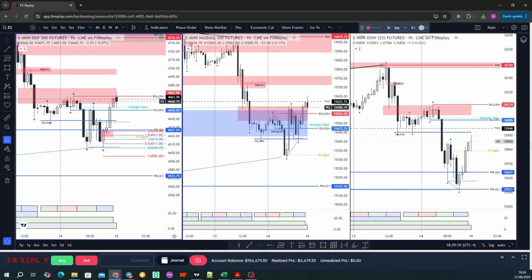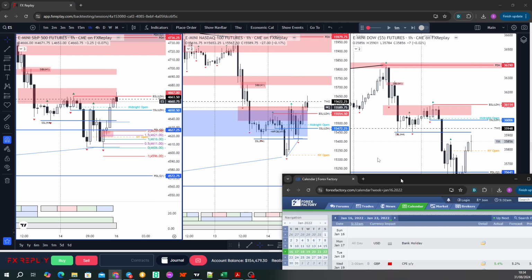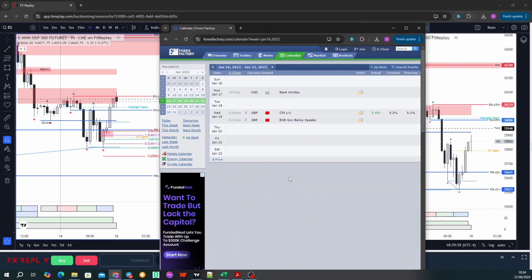So key things to note heading into next week, as we can see, Monday was a US bank holiday, so no trading. And pretty much all week, there's no US dollar news. So this, to me, represents a low probability week. That being said, we're still going to trade it.